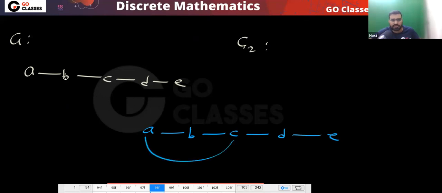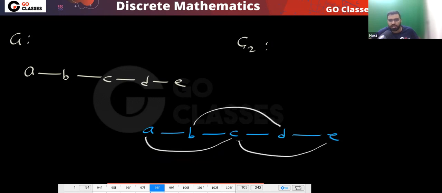So you will put this edge, this edge, this edge, and this edge. You can easily see these are the new edges that you are putting. Okay. Clear? AC, BD, DC. These are the edges you need to put. So very simple.